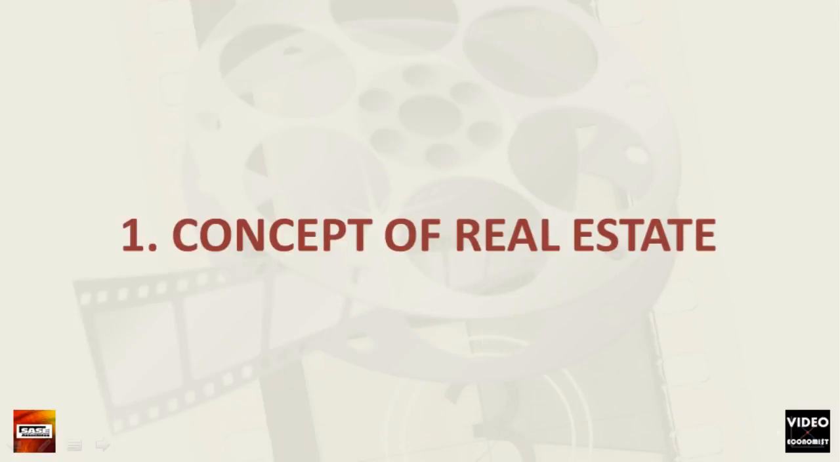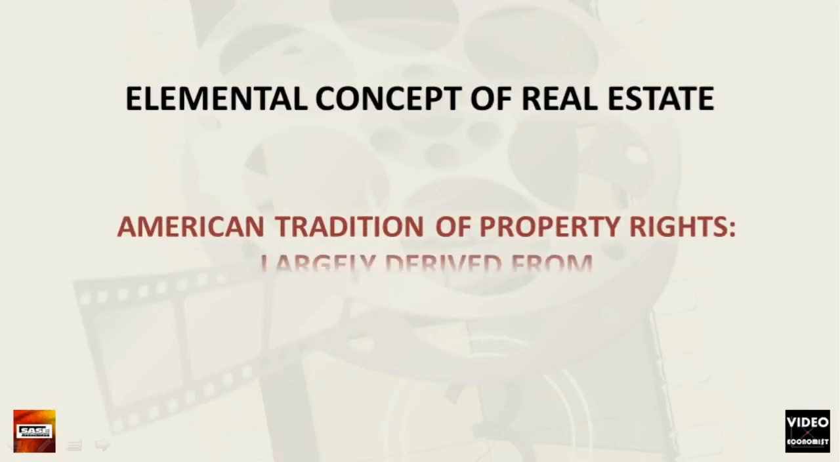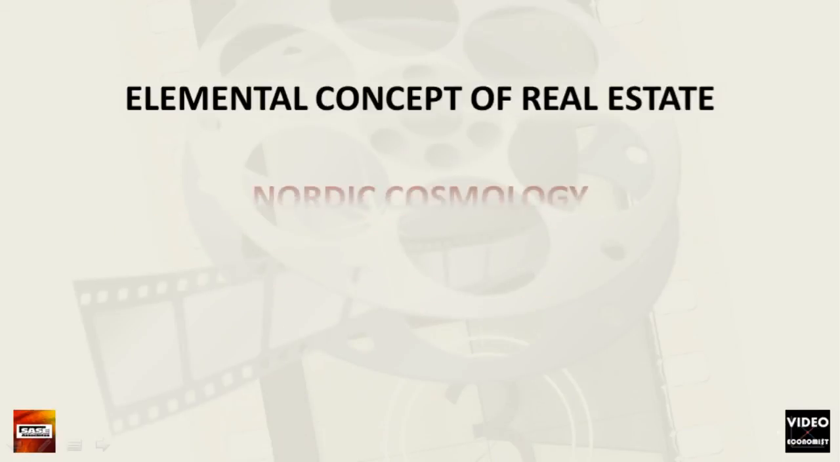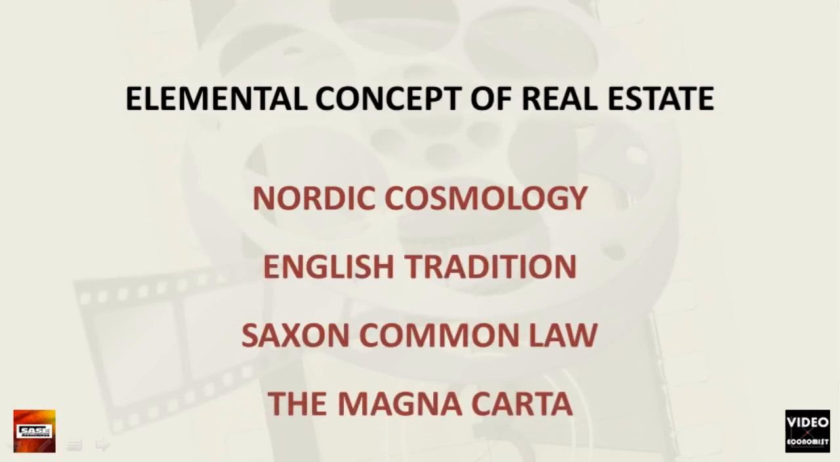First, we'll start with the concept of real estate. How can we define it? The elemental concept of real estate, the American tradition of property rights, is largely derived from the Anglo-Saxon tradition. Actually, the concept of real estate begins with some Nordic cosmology, early informal English tradition, Saxon common law, and then finally the first written document, the Magna Carta.